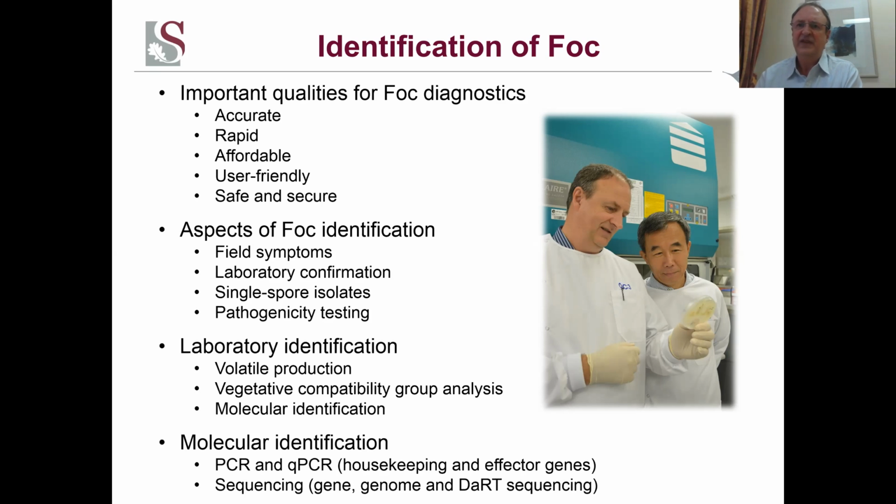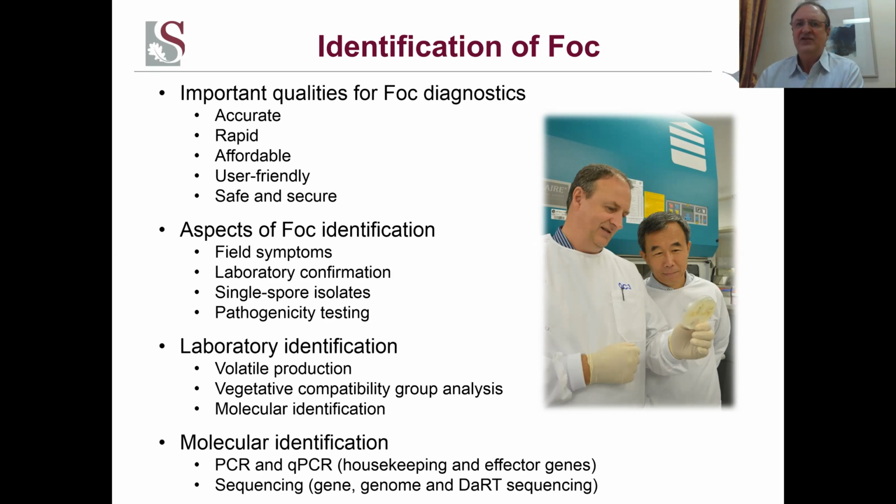Right, aspects of FOC identifications that are really important. Firstly, is field symptoms. So if bananas turn yellow in a typical manner that Fusarium wilt might cause disease, one has to be alerted by that, and one has to collect some isolates to confirm in the laboratory as quickly as possible. It's going to be a very different and difficult task if one simply wants to go to non-symptomatic plants in large plantations and start collecting isolates randomly. It will become a very expensive exercise.